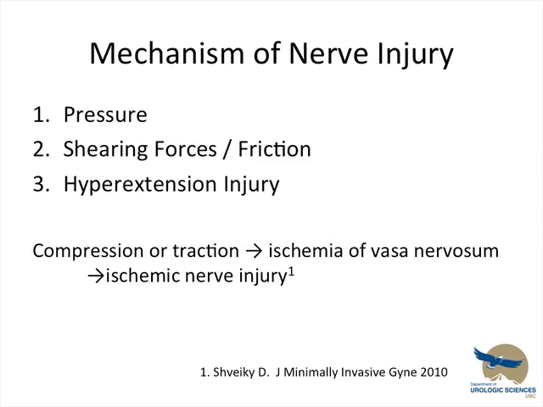So when we're discussing complications, the mechanisms we're mainly talking about are pressure, shearing forces or friction, or mechanical hyperextension injuries. Compression on or traction on the nerves leads to ischemia of the vasa nervosum, which is the blood supply to the nerve, which in turn can lead to ischemic injuries.